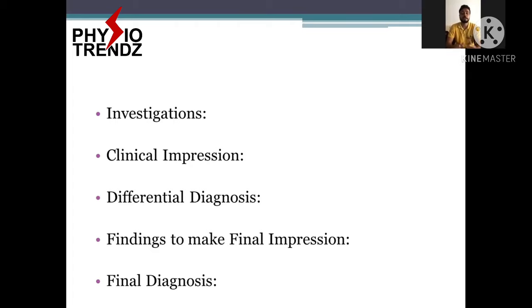And after that, we have to write down the findings to make final impressions, that is, according to all these investigations, clinical impressions and differential diagnosis, what points are leading us to a final diagnosis. Those points we have to write down. And then we have to mention the final diagnosis according to the physiotherapy assessment.